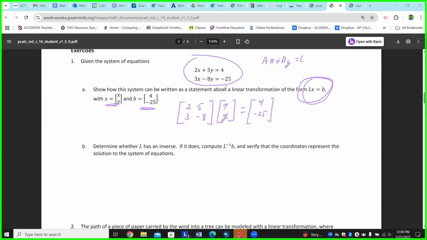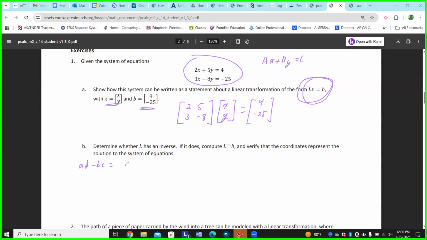Moving on to part 2. This is going to be lesson 14, exercise 1B. So the second part. All right. This says determine whether L has an inverse. How do I determine if something has an inverse? Good. I'm going to figure out my AD minus BC.